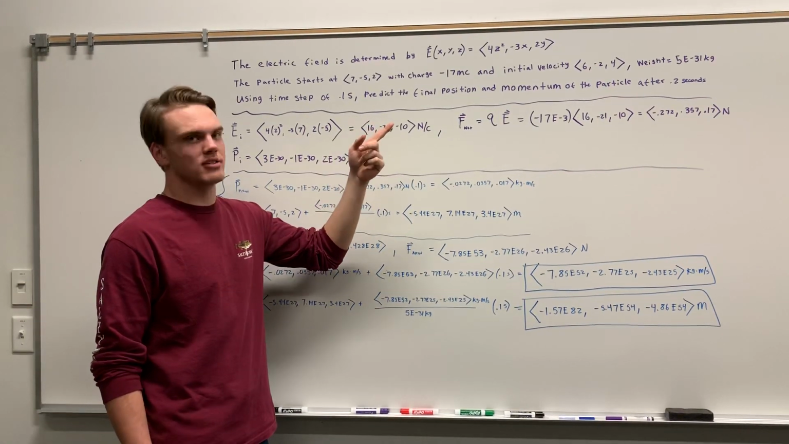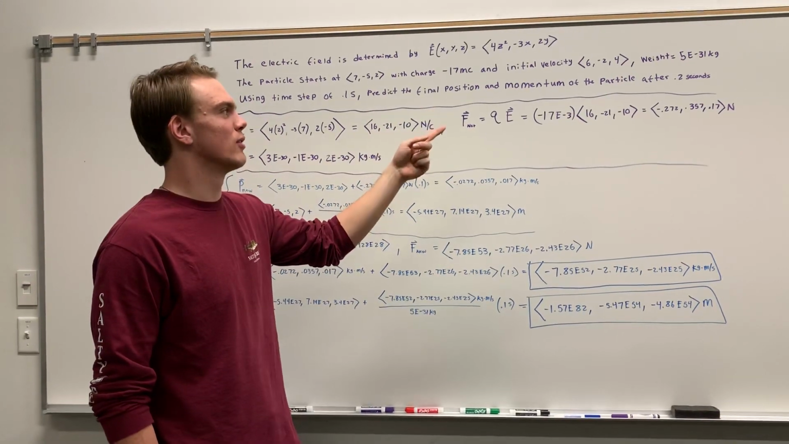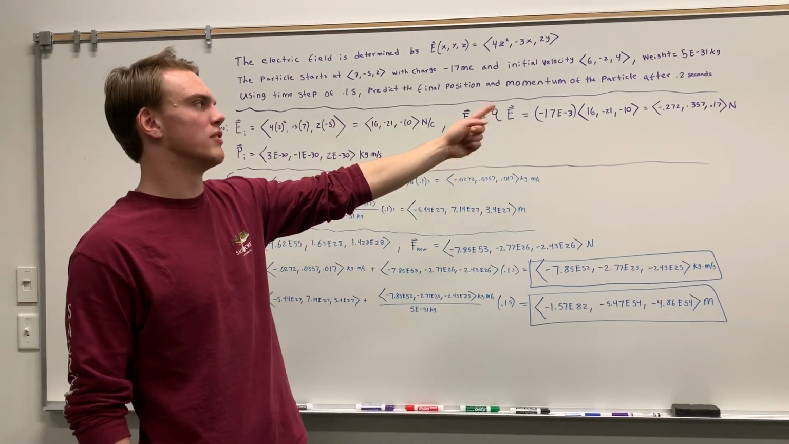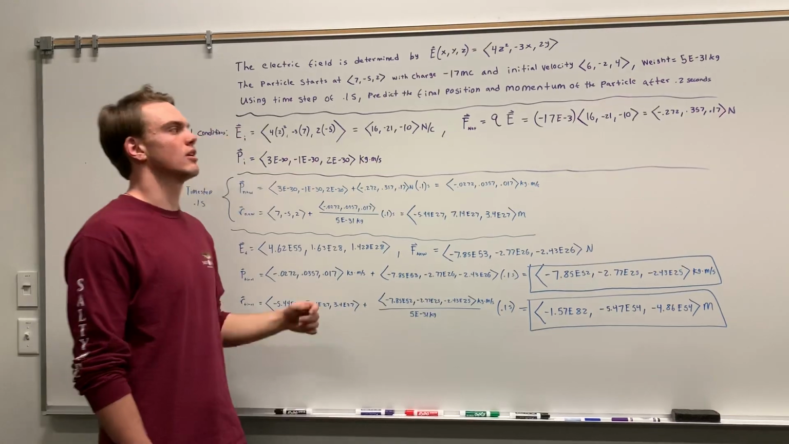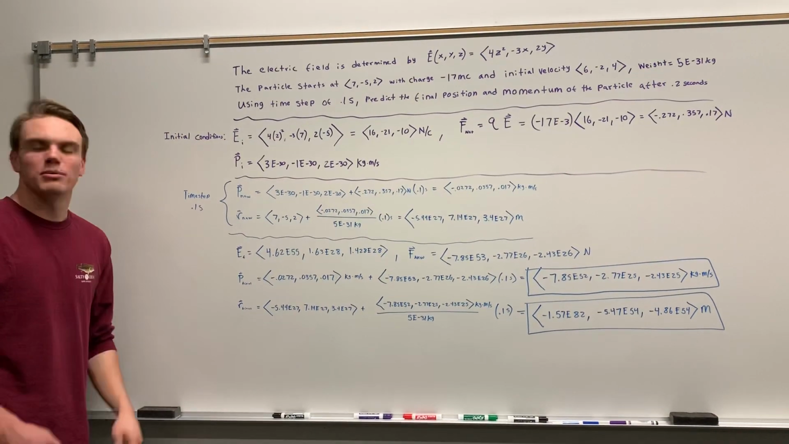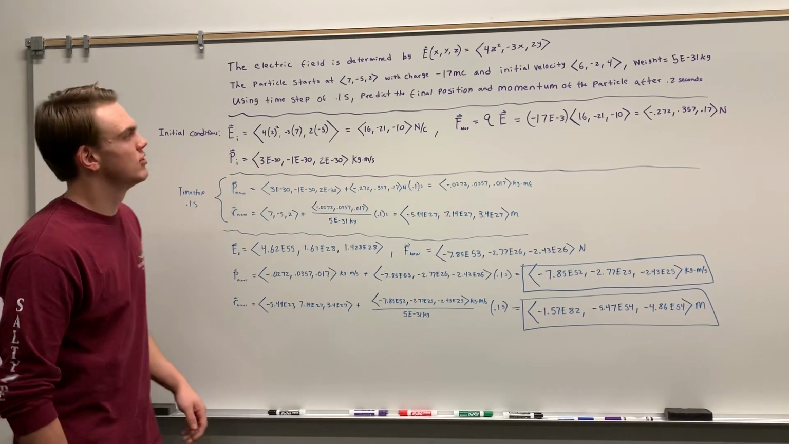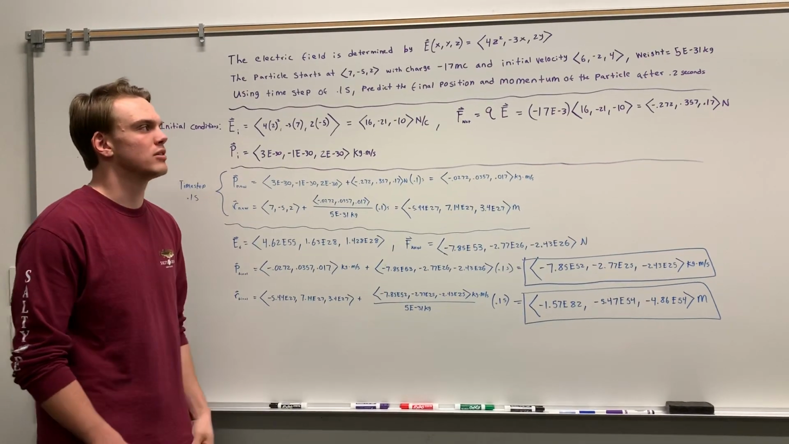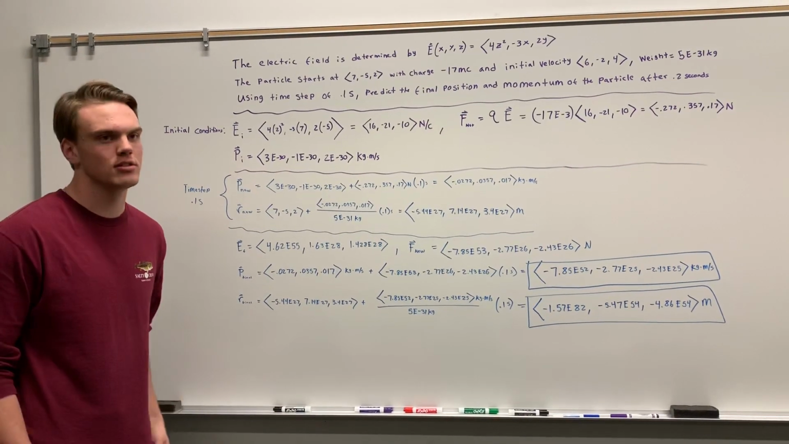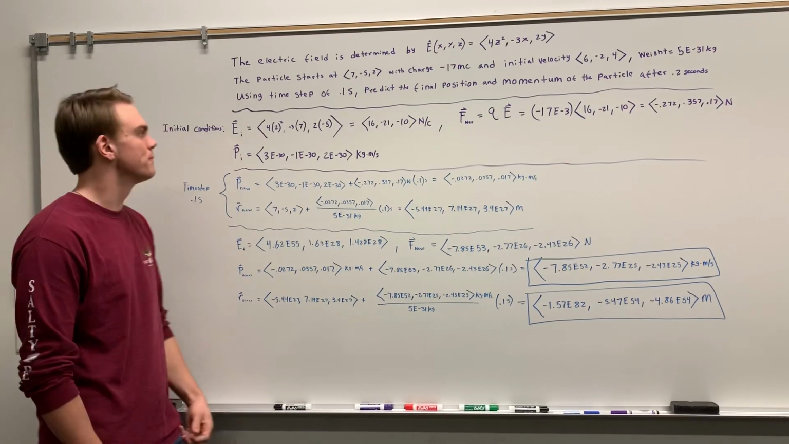For this problem, the particle starts at 7, negative 5, 2, and it has a charge of negative 17, and its initial velocity is 6, negative 2, 4, and the particle has a weight of 5e to the negative 31 kilograms. So the objective of this problem is going to be to predict the final position and momentum of the particle after 0.2 seconds using time steps of 0.1.